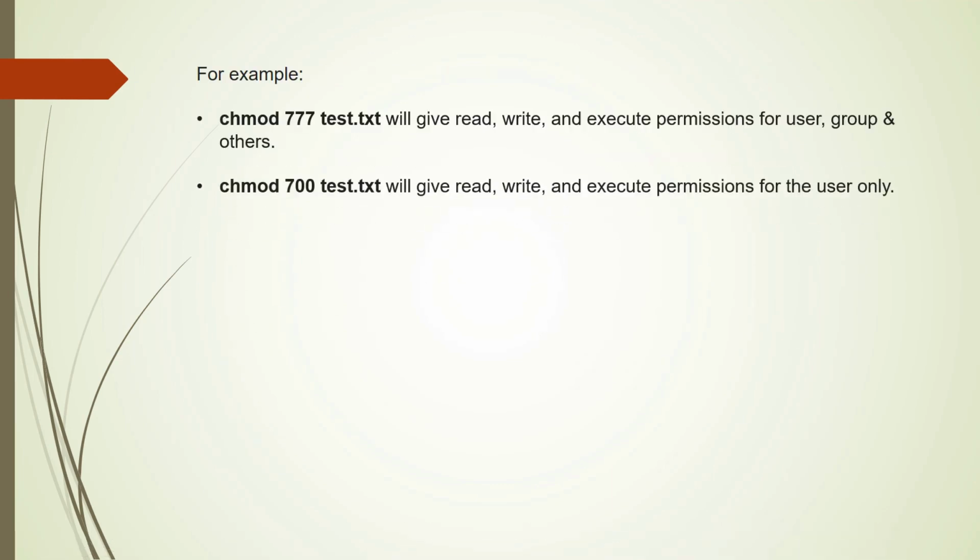Similarly, we can see if we give 700, that means only read, write, execute permission is given to the user. 0 means no permission is given to group, and again this 0 means no permission is given to others.